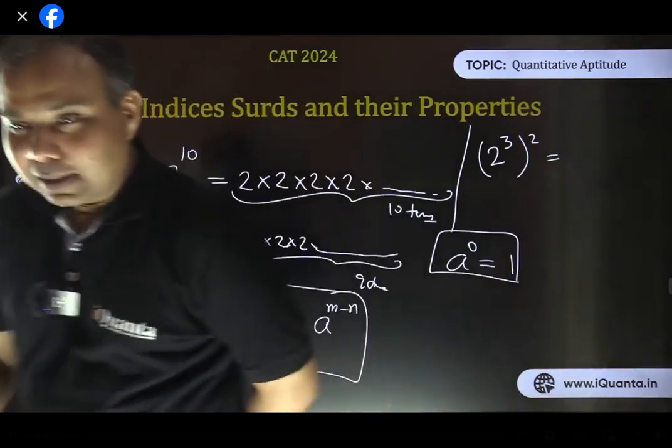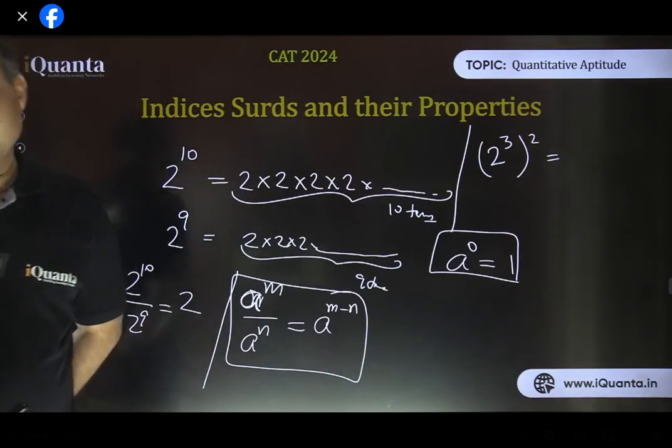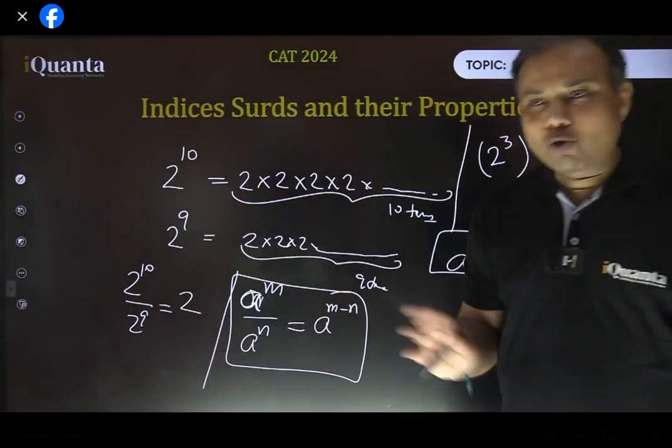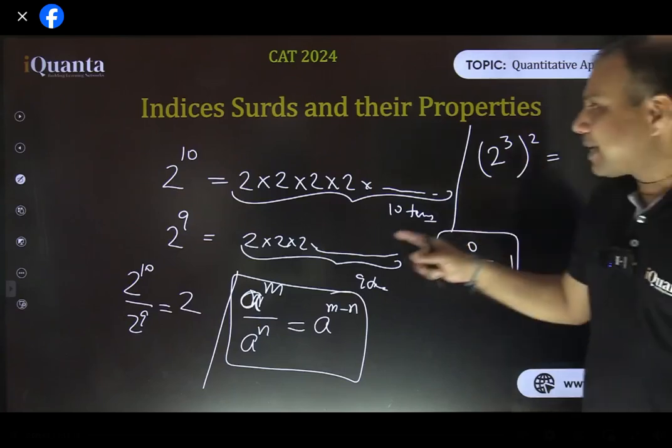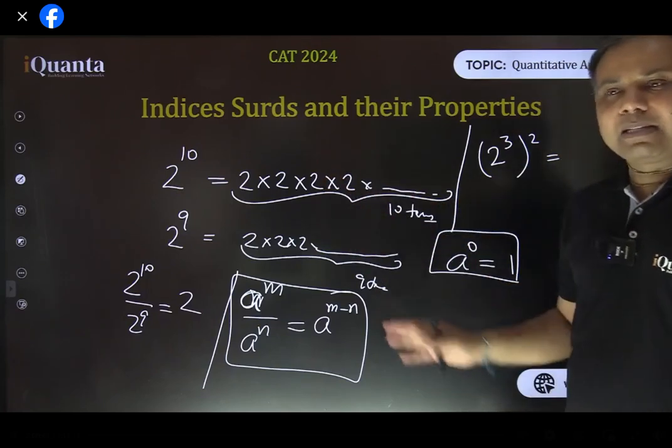Yes, somebody got 32 also. That happens when we just remember the things. It is not 2 power 5. It is 2 power 6. See, that's what I'm saying. Understand the basics. Your basics must be clear, then there will never be any error.